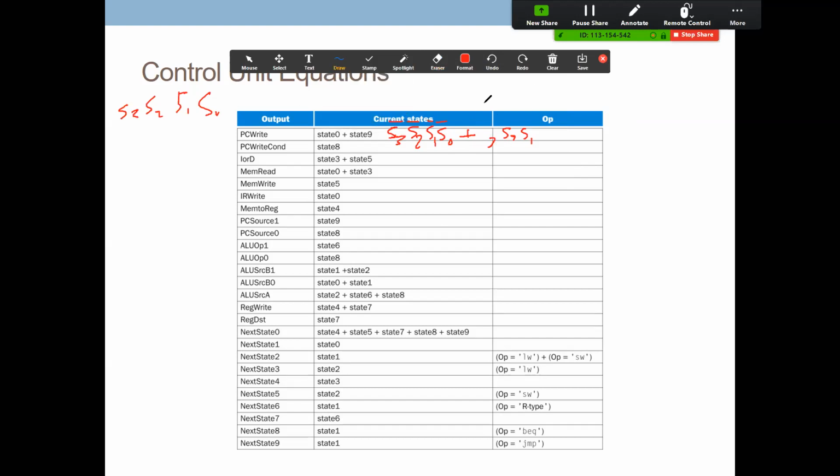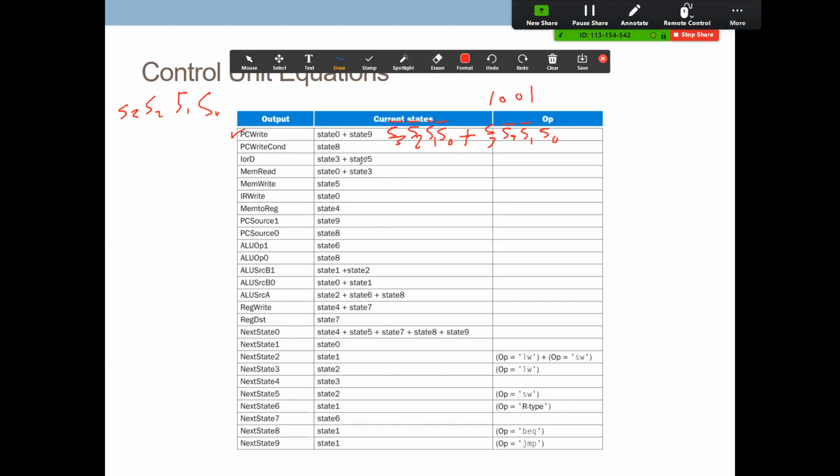So 9 is 1001, so here I will have S3 S2 prime S1 prime and S0. Okay. So you have a minterm, as Laith said, for each state, and you just write the expression based on the minterm of the state. This way you just need inverters, AND gates, and then one OR gate in between, and then your PC write is ready. Good. Clear?